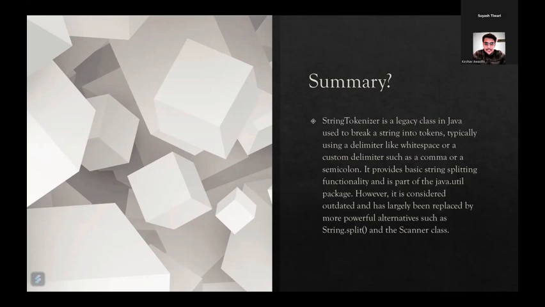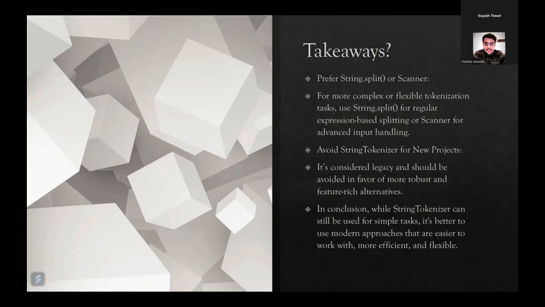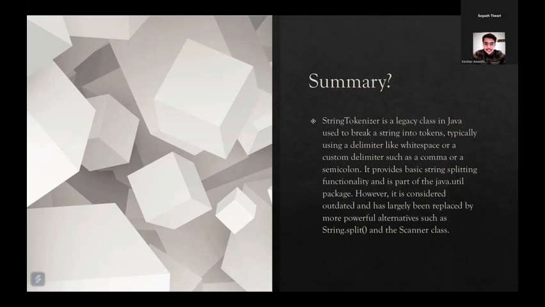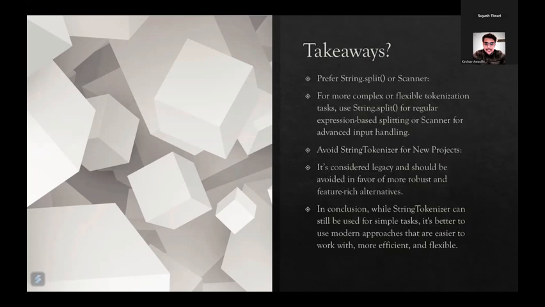So hopefully, this particular feature, which we are getting nowadays, that is .split and the Scanner class, removes all such disadvantages that the string tokenizer was having, and that is the reason why these methods are used nowadays. Now, what are the takeaways that we need to see from the string tokenizer and its disadvantages?